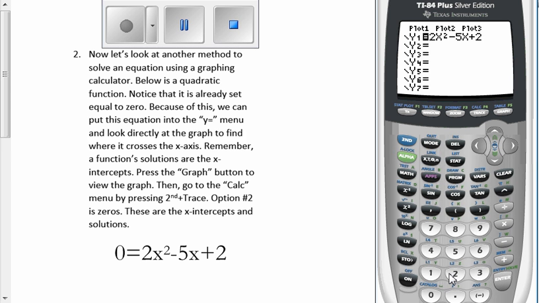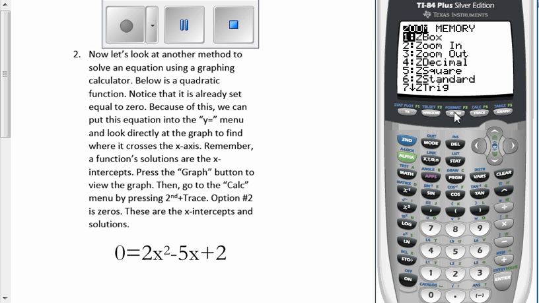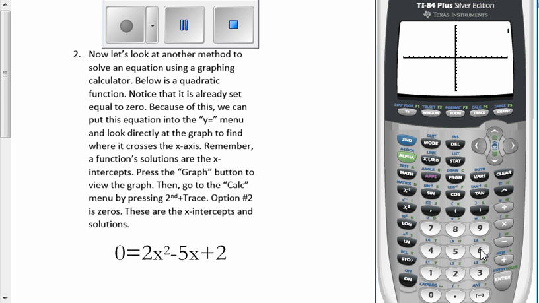Now that we have this in our equations, we need to just go and look at our graph. If you hit the top right-hand button, it should say graph. Your graph should appear. Now, your graph might not look like the one on my screen. In general, we like to go to Zoom number 6. Zoom Standard gives you a 10 by 10 grid that tells you your x-axis goes 10 to the left, 10 to the right, and your y-axis goes 10 up and 10 down.